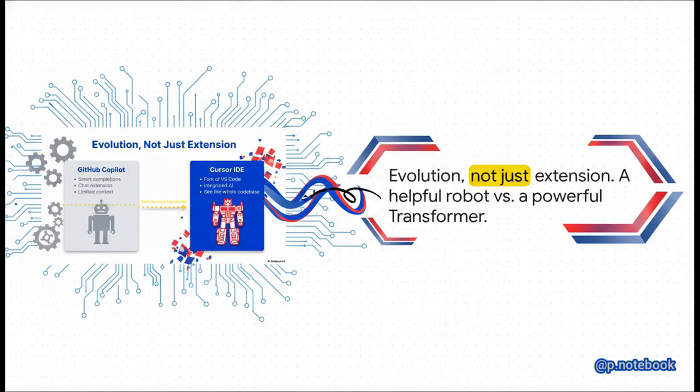Right now, tools like GitHub Copilot are fantastic, don't get me wrong, but they often feel, well, kind of bolted on. Their context is pretty much limited to the single file you're in, which makes them smart, but not a true partner. And this slide just nails the problem. It's the difference between a helpful little robot and a fully integrated transformer. This is about a true evolution, not just another extension.